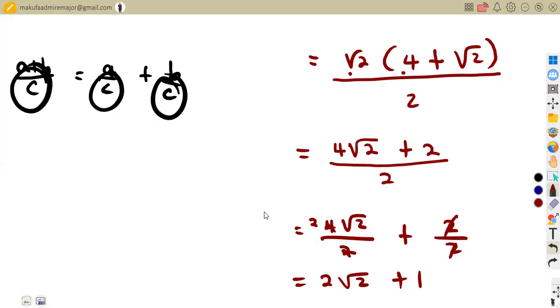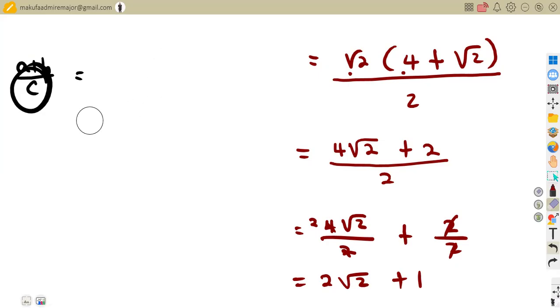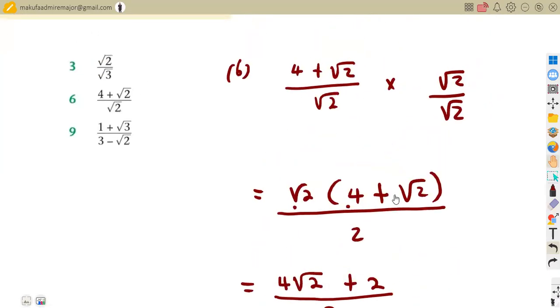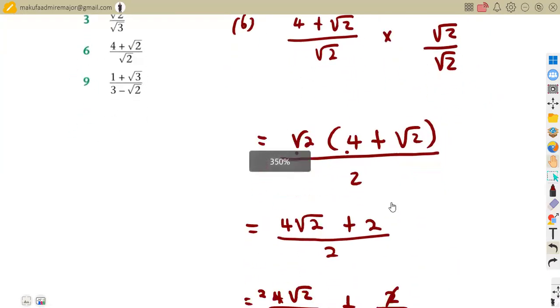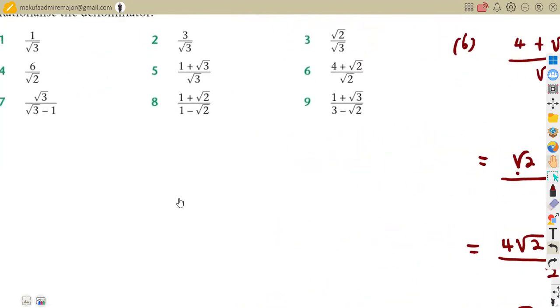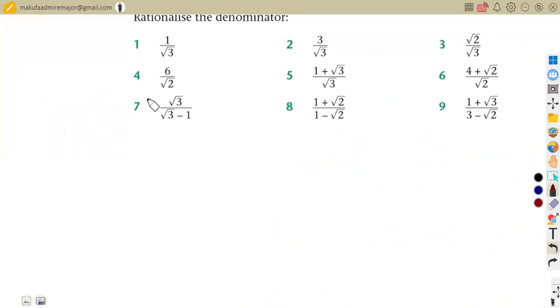So be careful with your simplification. Yes, you might have simplified, but you have to simplify your answer to be in simplest form. So you must be able to do that in your simplification to make sure that you reduce your answers to the simplest form. All right, so on a condition like where we have number 7, number 8, number 9, I'm just going to have one question there.